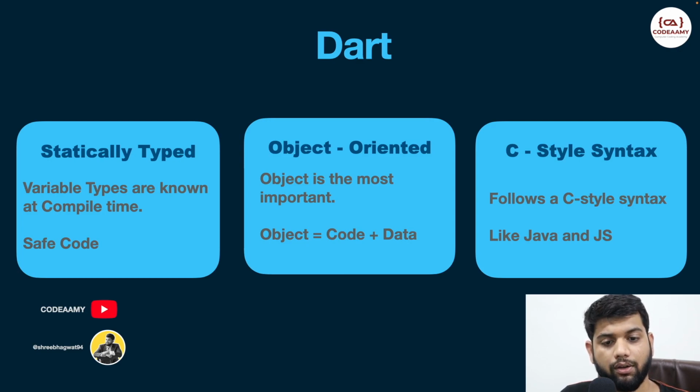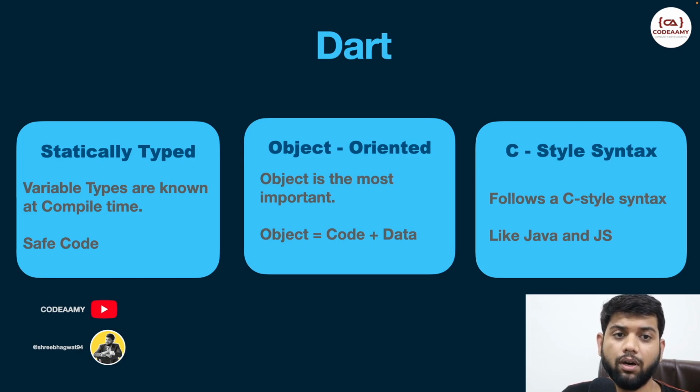It is object oriented. Now, what is object oriented? Object is the most important part in our Dart language, and code plus data is called an object. So this language is object oriented. You might have heard of some other object oriented languages, like Java, C++, Python, Kotlin. These are object oriented languages. C style syntax. The syntax means whatever code that we write. Now the syntax of Dart is C styled. For example, it is almost similar to Java and JavaScript or Kotlin. So it is following that C style syntax.